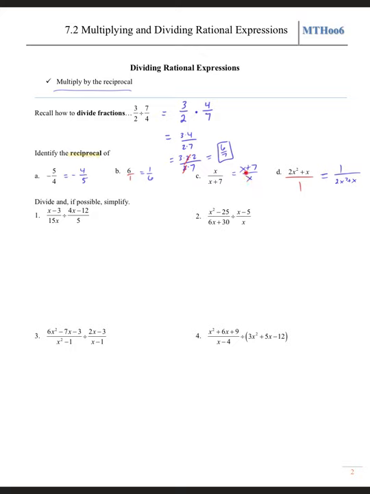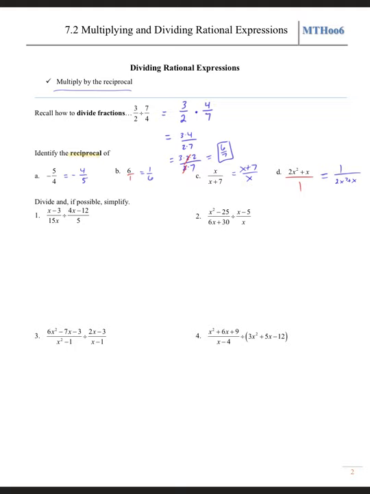Are we able to cancel these x's here? No, because in the numerator, the x is part of a sum. It's a term. It is not a factor. If it was being multiplied by the 7, then it would be okay. But here, we can't. Okay, so what we're going to do is divide and, if possible, simplify.